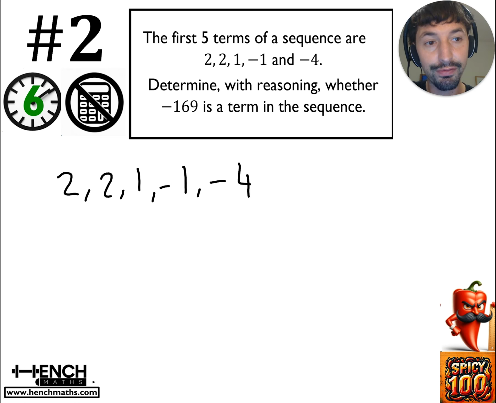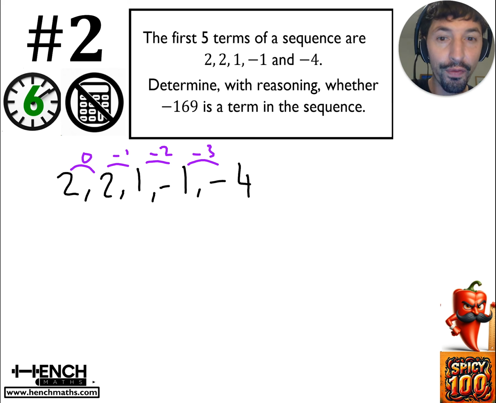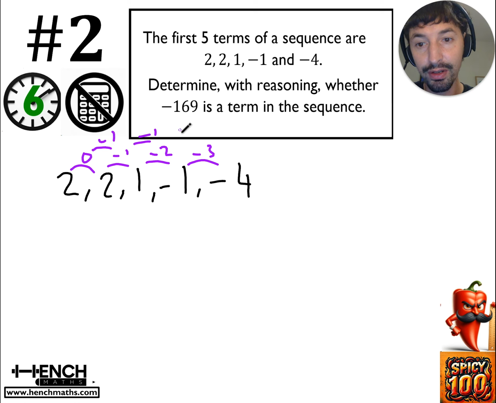Now if we look at the differences between our terms, we've got 0, negative 1, negative 2, negative 3. So it's decreasing, and it's decreasing by 1 more each time. So you could say that the difference of the differences is negative 1. This means we have a common difference of difference. Now that indicates to us that it is a quadratic sequence.